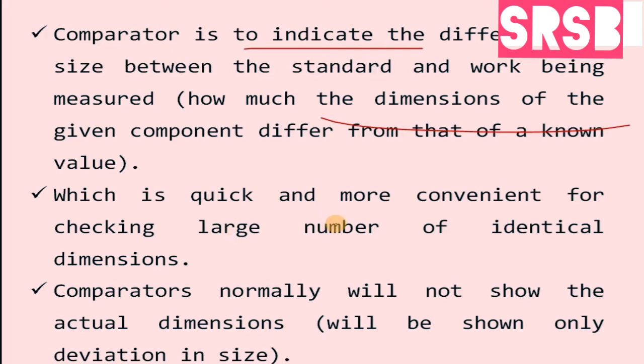Next, it is quick and more convenient for checking a large number of identical dimensions. It is mainly suitable for mass production, where the same types of components have to be checked very quickly. This is the big advantage of a comparator. Comparators normally do not show the actual dimensions. They show only the deviation size. They never give the actual dimension. You just have to compare against the master component, the master object, and then check how much deviation there is from that standard, from the known value.